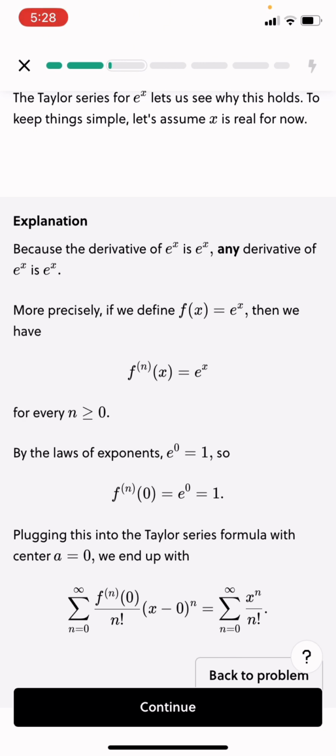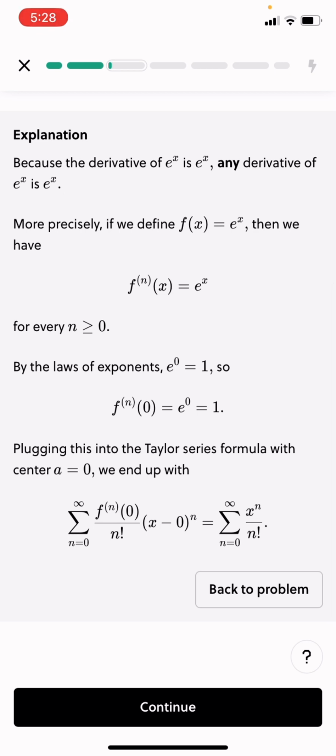More precisely, if we define f(x) equals e to the x, then we have f^(n)(x) equals e to the x, for every n greater than or equal to 0. By the laws of exponents, e to the 0 equals 1, so f^(n)(0) equals e to the 0 equals 1. Plugging this into the Taylor series formula with center a equals 0, we end up with the equation that we want to receive. If we simplify it down, that's what we would receive.